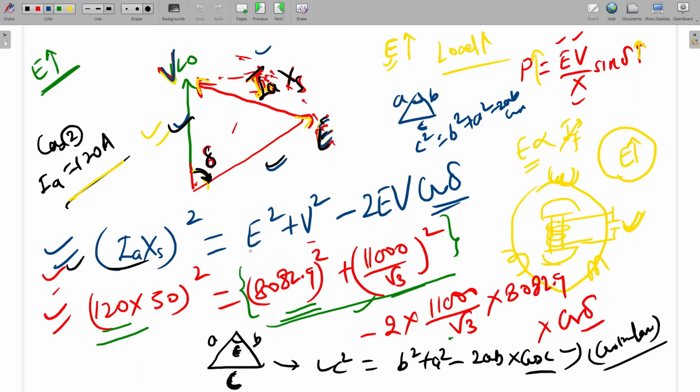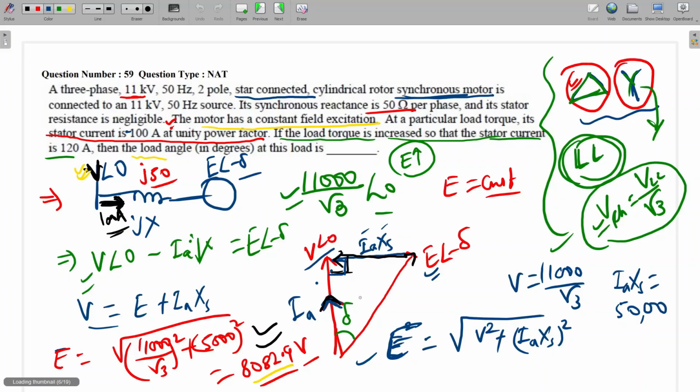Which ones can be calculated? Means while putting V with an angle 0 is equal to Eg with an angle minus delta, the previous one which we have written, this one, from here we get the Eg. E value can be calculated. Yes, it is written that load torque is increased, so the delta angle will change.